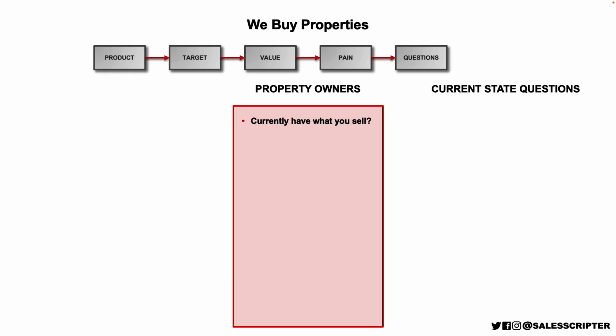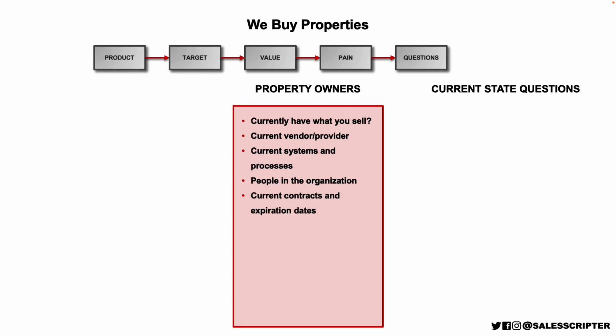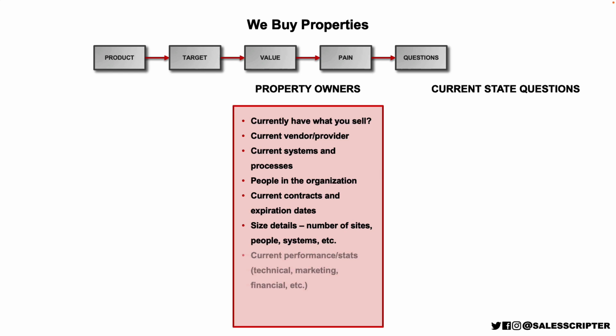Like, you should certainly ask the prospect to see if they have what you sell, or if they're working with someone that sells what you sell. Who are they working with? What are they currently using or doing today? Any details about people in their organization? Any current contracts or agreements? Any size details? Performance details, last time they looked at buying something from someone like you.